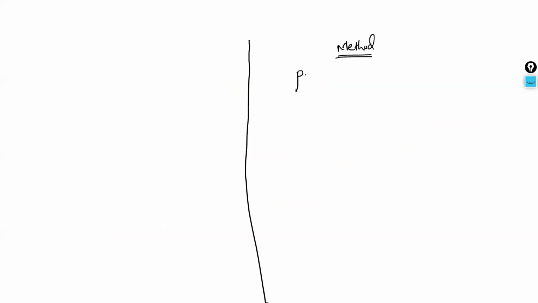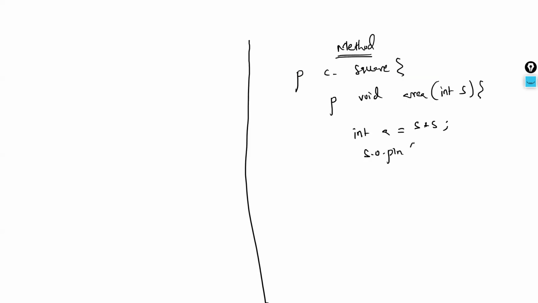So for example, public class Square, everybody knows this. Then public void area is a method which takes one parameter called side. What's the logic of it? Side into side is the logic. Then an integer area variable. Since the return type is void, print the area, then end of the method, end of the class.